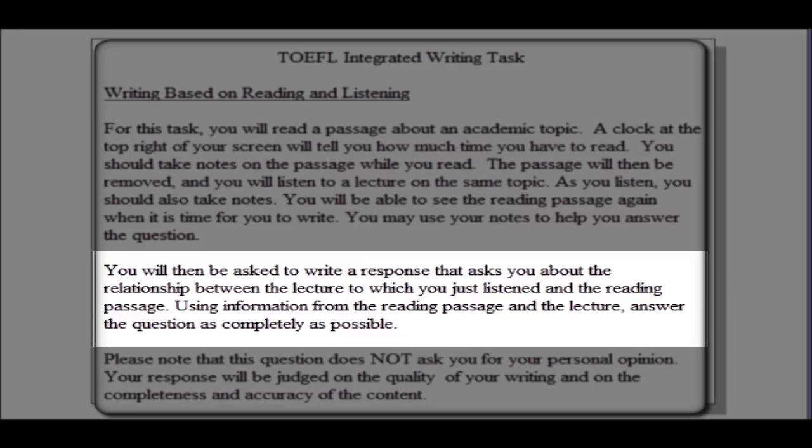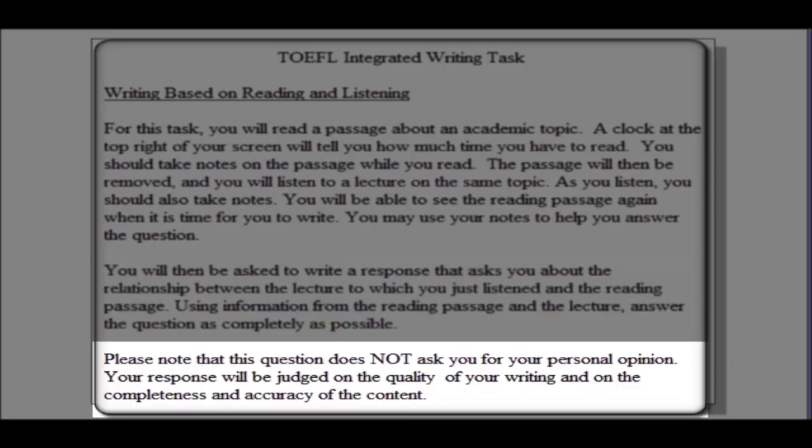Using information from the reading passage and the lecture, answer the question as completely as possible. Please note that this question does not ask you for your personal opinion. Your response will be judged on the quality of your writing and on the completeness and accuracy of the content.